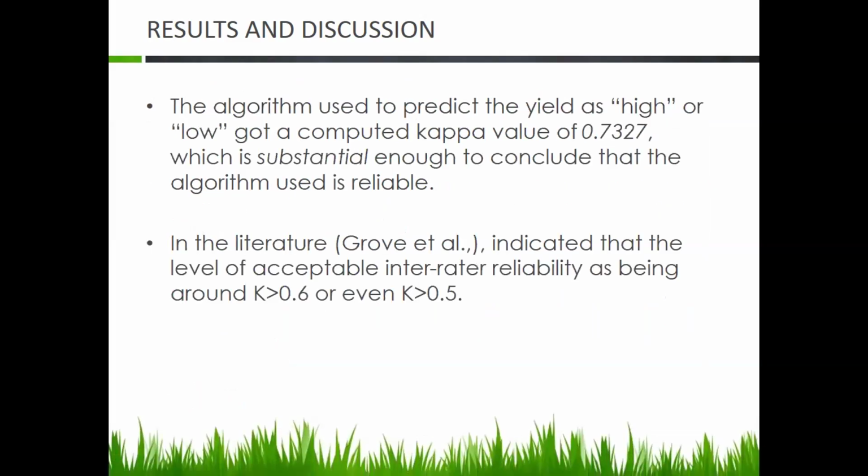So the algorithm that is used to predict the yield as high or low got a computed kappa value of 0.7327, which is substantial enough to conclude that the algorithm used is reliable. Under the literature, it is indicated that the level of acceptable inter-rater reliability is a kappa value greater than 0.6, or even greater than 0.5.